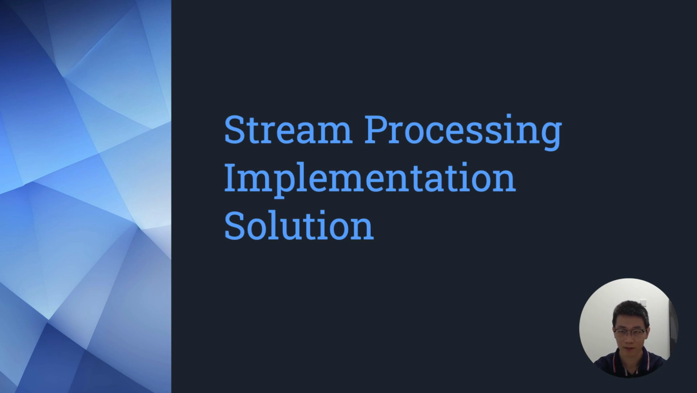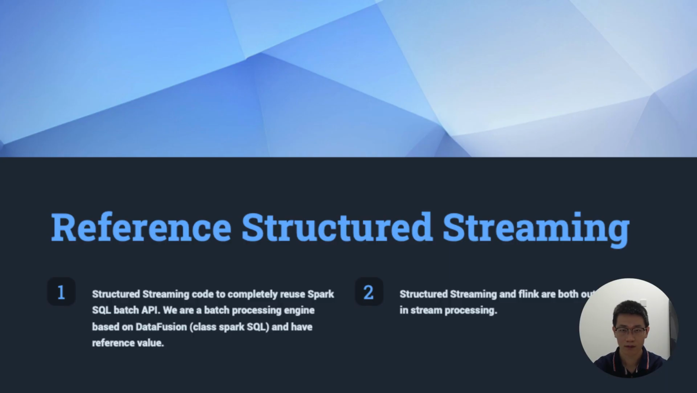In this episode, we will mainly discuss the selection of stream processing technology solutions. Without further ado, let's dive into the topic. First of all, in our scenario, we will use DataFusion, which is similar to Spark SQL. It's a batch processing engine in terms of content type. Currently, we aim to build a stream processing engine on top of it.